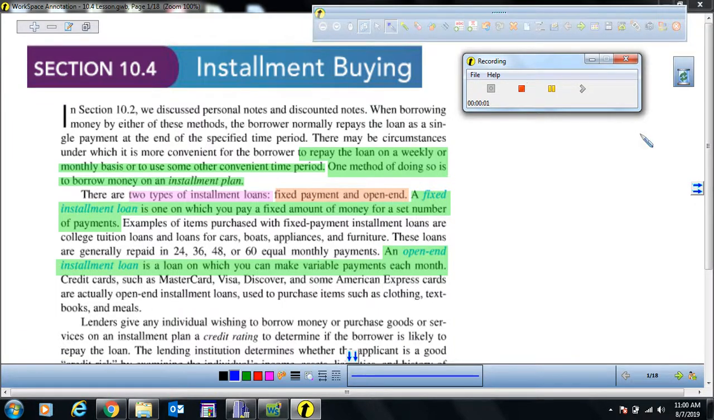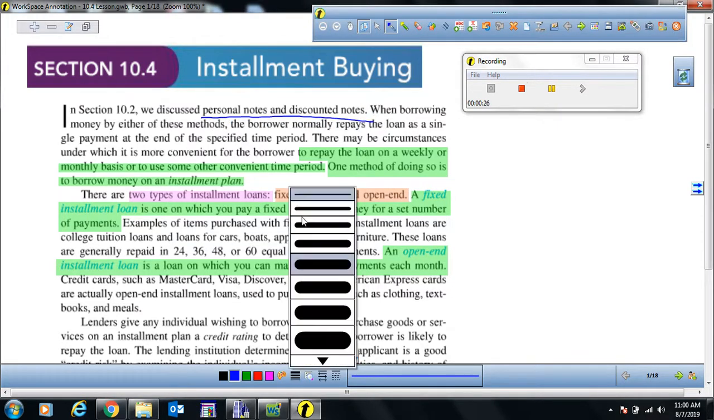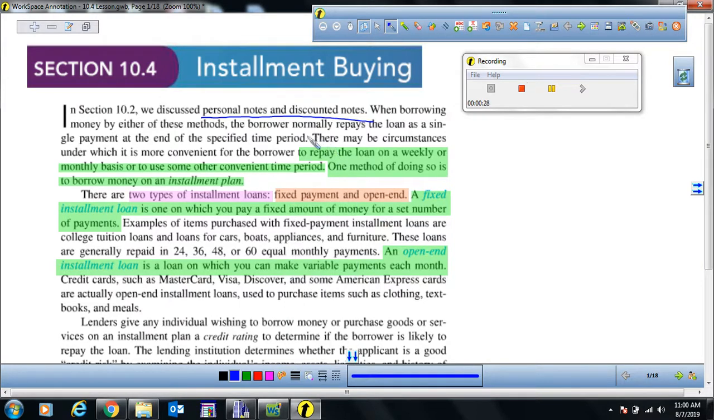10.4, installment buying. Here we're going to be talking about when you borrow money by the following methods discussed in this section. The previous section was about personal notes and discounted notes. Here it says that there may be circumstances under which it is more convenient for the borrower to repay the loan on a weekly or monthly basis, or to use some other convenient time period.